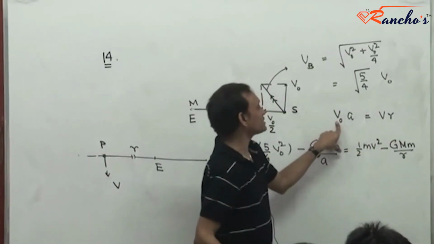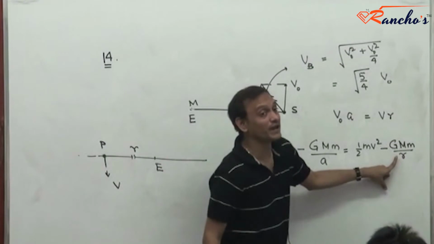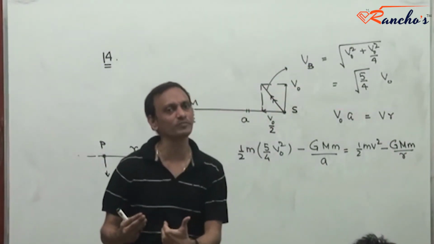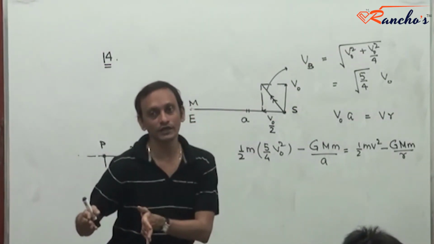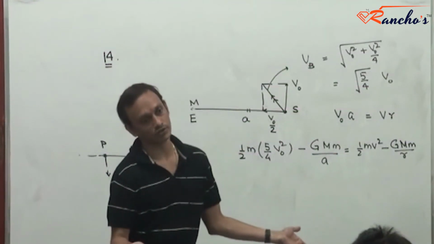This v you can write as v0 squared A squared by R squared. You will get a quadratic in 1 by R, and you can solve for 1 by R. Two values of 1 by R would emerge. The smaller value of R will give you the nearest point, and the larger value of R will give you the farthest point. That's all that is.